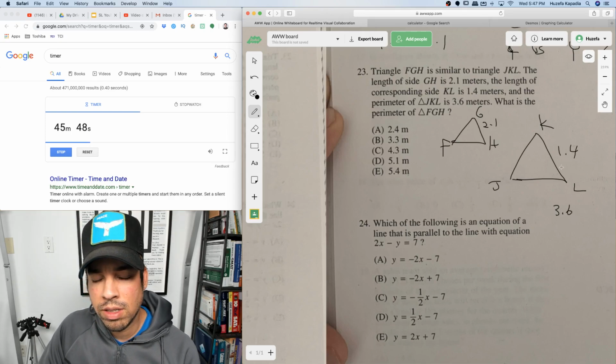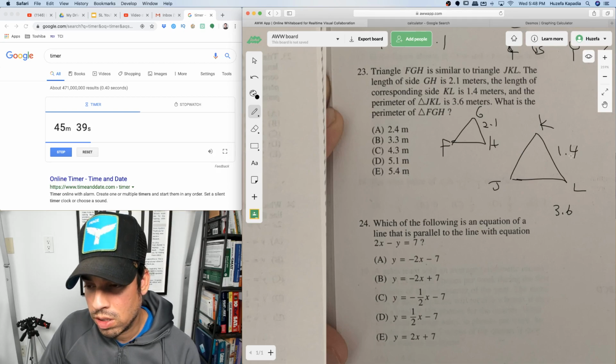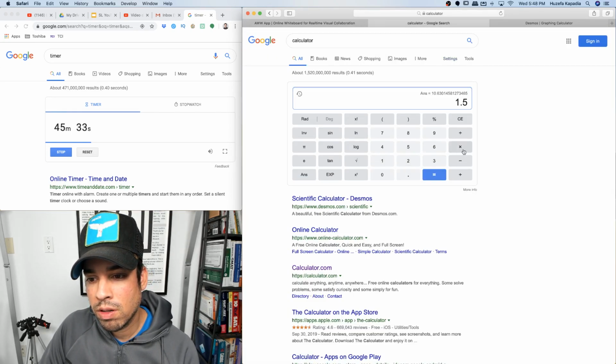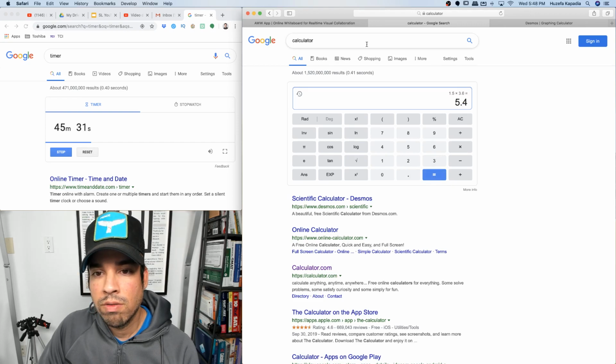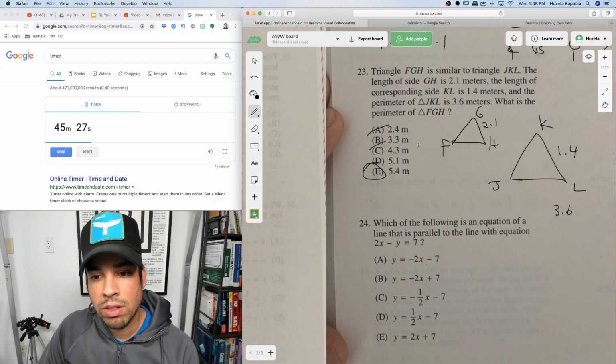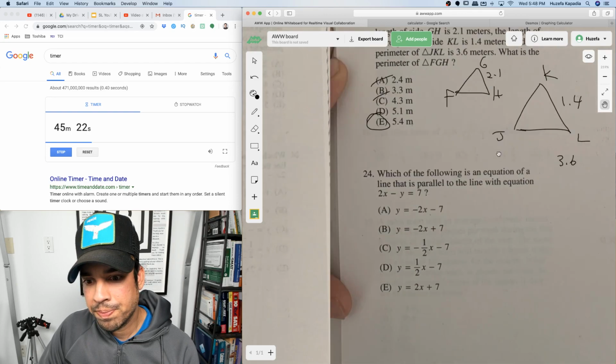So the ratio of the side lengths is the same as the ratio of the perimeters. If this is 3.6, I could also set up a proportion, but I already know that 1.5 times this is 2.1. So 1.5 times 3.6 is 5.4, and that's it. Done. I know it's got to be bigger, so those can go away, but it's 5.4.